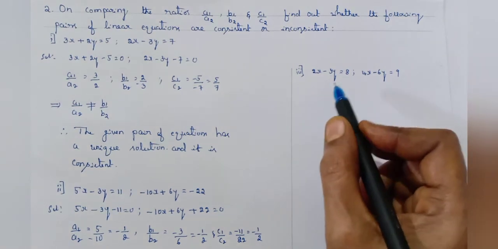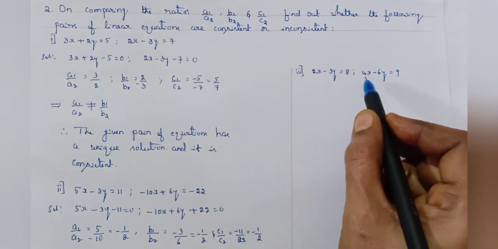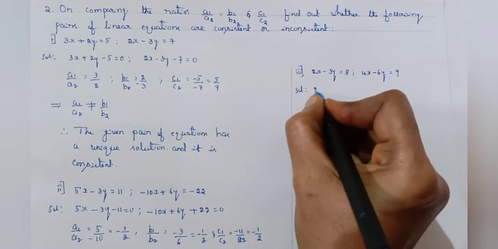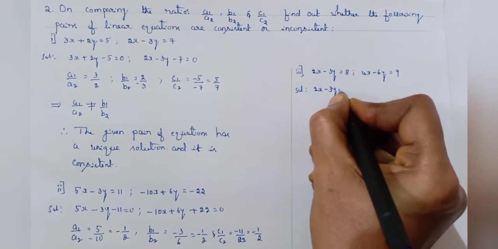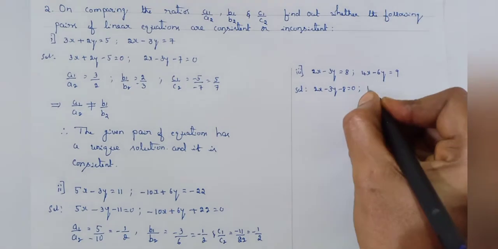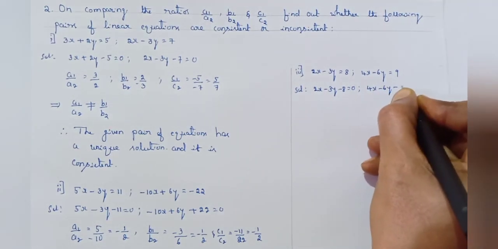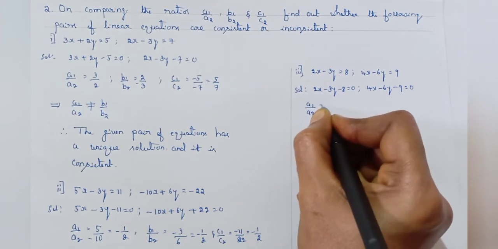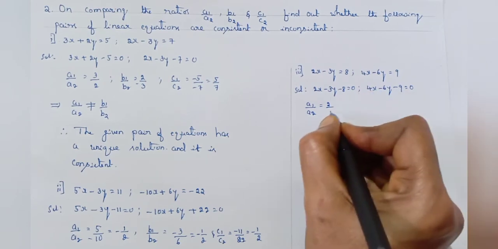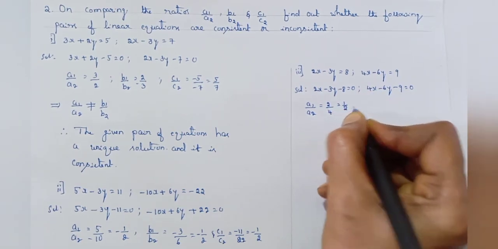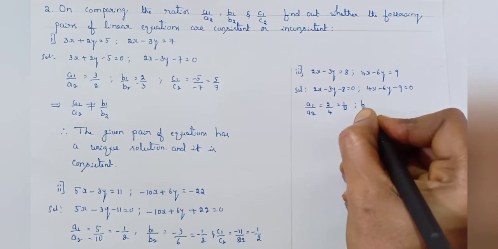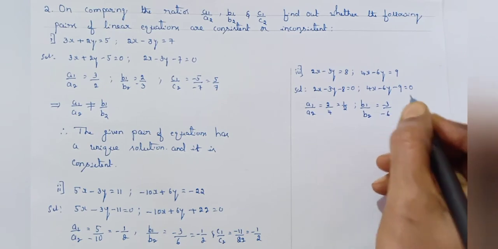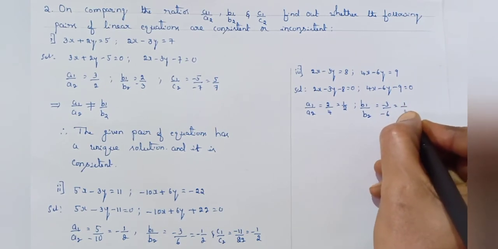Next, the third linear pair is 2x minus 3y is equal to 8 and 4x minus 6y is equal to 9. So, express in standard form. 2x minus 3y minus 8 is equal to 0 and 4x minus 6y minus 9 is equal to 0. Find out the ratio of a1 by a2. a1 is 2 and a2 is 4. 2 by 4 is equal to 1 by 2. Next, b1 by b2. b1 is minus 3 and b2 is minus 6. Minus 3 by minus 6 is 1 by 2.